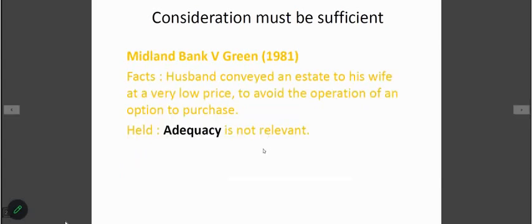Okay, husband. Mainland Bank versus Green. The husband conveyed an estate to his wife at a very low price to avoid the operation of an option to purchase. Held, adequacy is not enough, not relevant. It means to say the husband is wrong. They never follow the market price, so it was not adequate enough to justify.